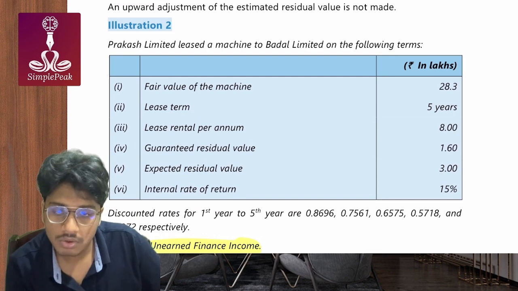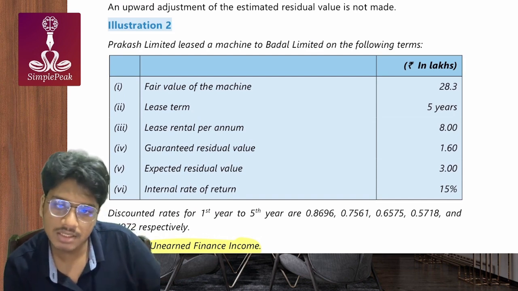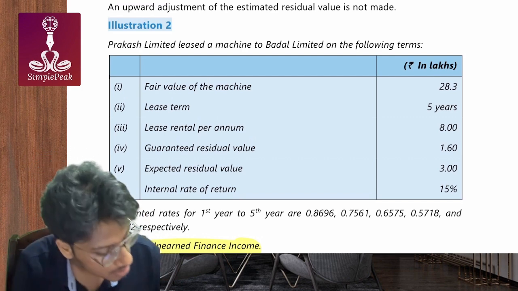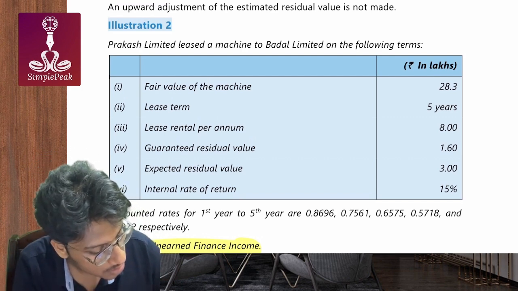So you know what gross investment means? It is lease payment plus GRV plus UGRV. That's it. So let's discuss here. So you have the question.